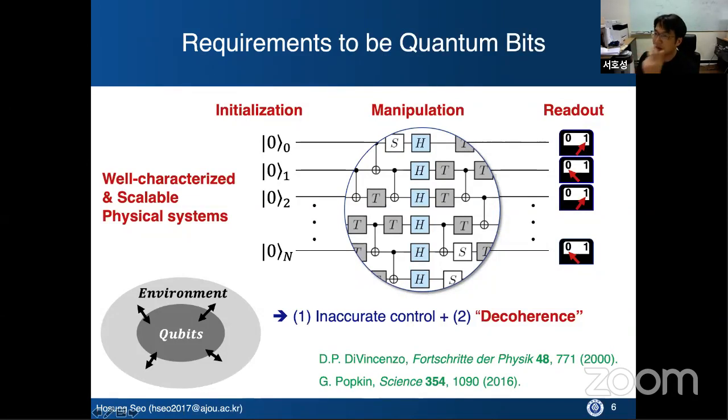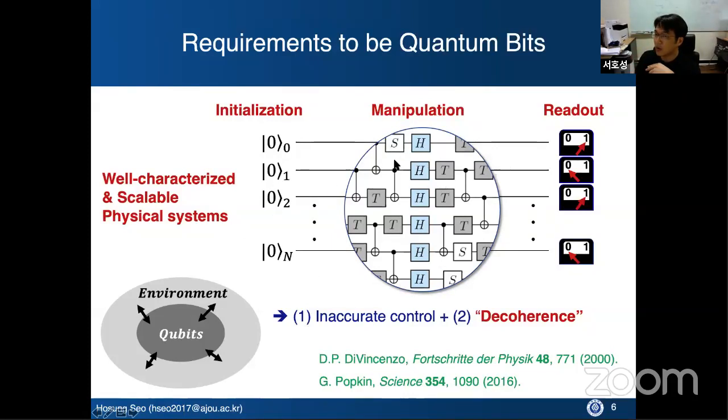So if you have a physical system and you try to claim this physical system as a qubit, right? Then you need to satisfy these five basic criteria, which is known as the DiVincenzo criteria in the literature. First of all, you have to have a well-characterized and scalable physical system in experiment. And then to be a qubit, you need to figure out how to initialize your quantum state into a known, for example, ground state, right? For example, here I have n physical systems, and I'm pretending that I know how to make all of these states a ground state.